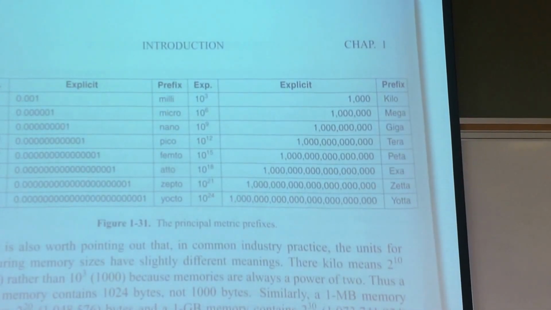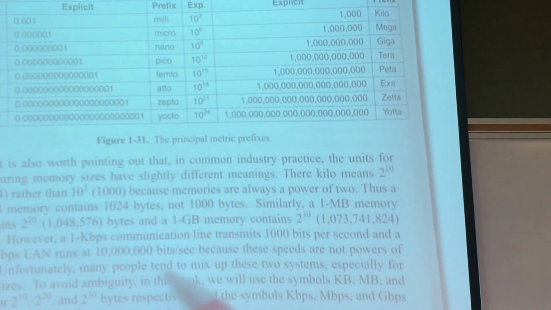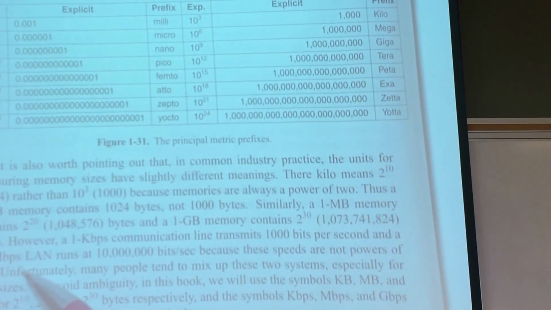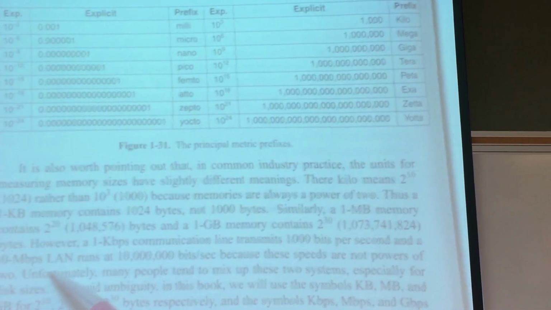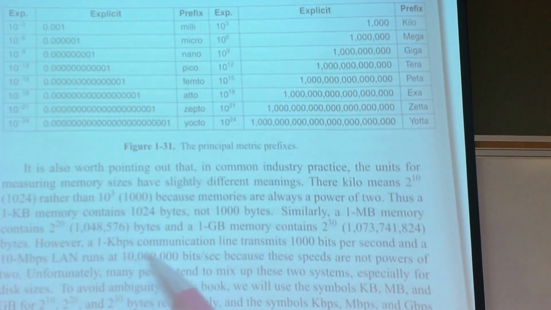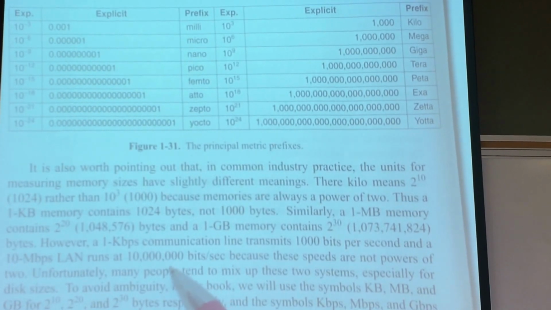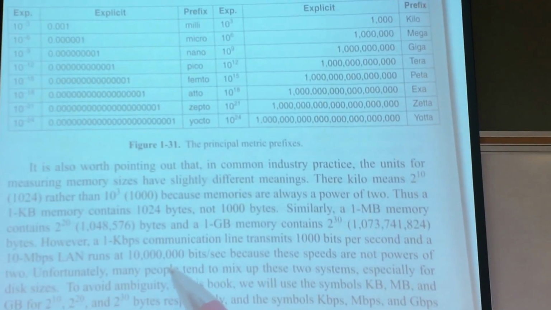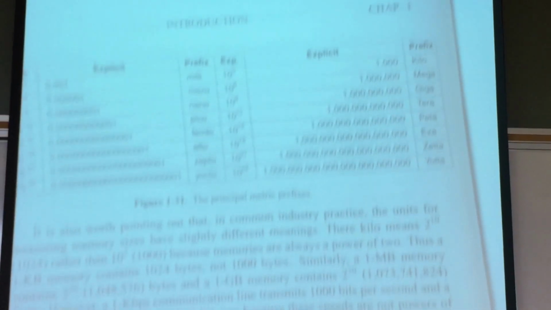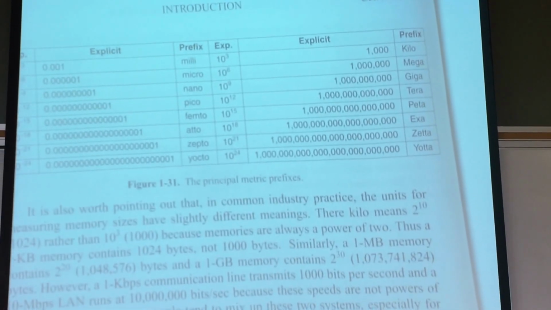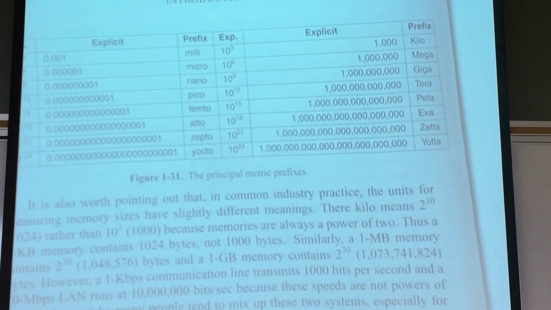Like, for example, the LAN runs at 10 megabits per second, which means it can transfer 10 megabits of data per 1 second, which is that many bits. Now, when we're talking about memory storage of files in memory and databases, we talk about bytes and not bits. So when we say 10 megabits, that's different from 10 megabytes.